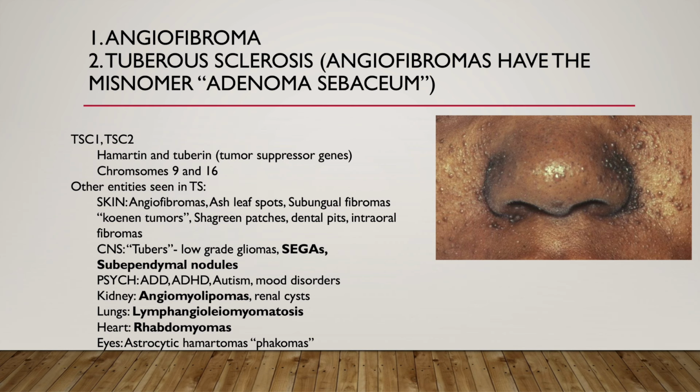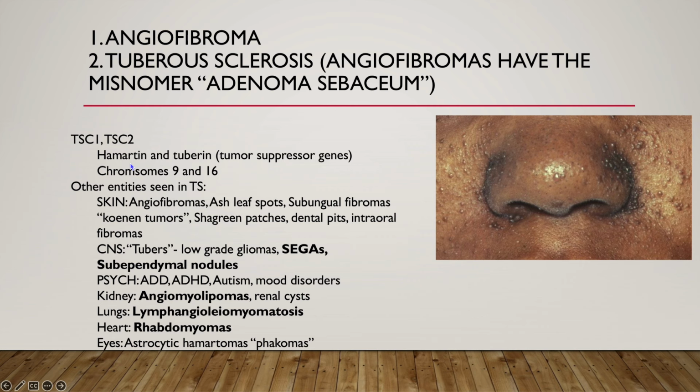They call it adenoma sebaceum. It's not a proliferation of sebaceous glands, but it's thought they called it that because it proliferates around areas where there's a lot of sebaceous glands. Tuberous sclerosis, TSC1, TSC2, so it goes in order, chromosome 9, 16, hamartin, tuberin.